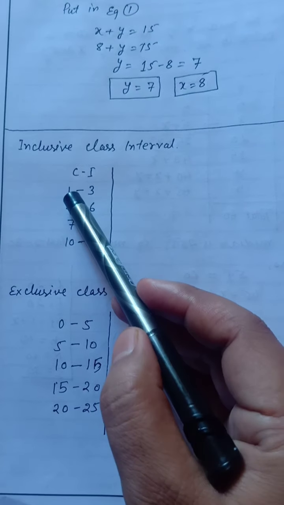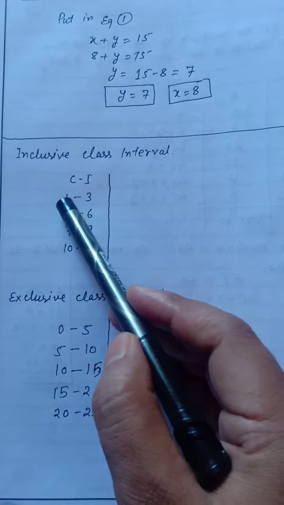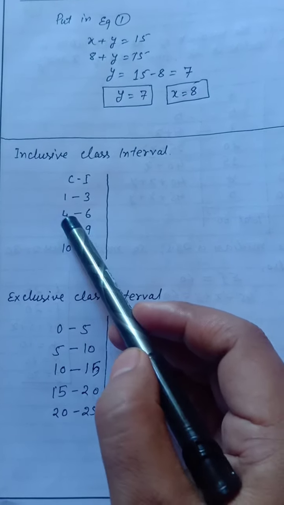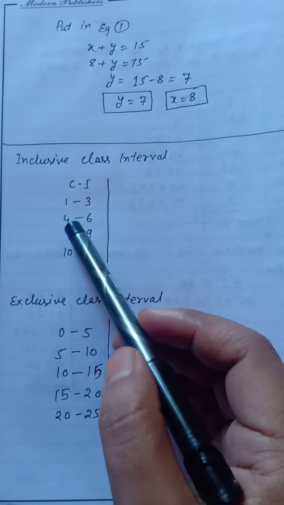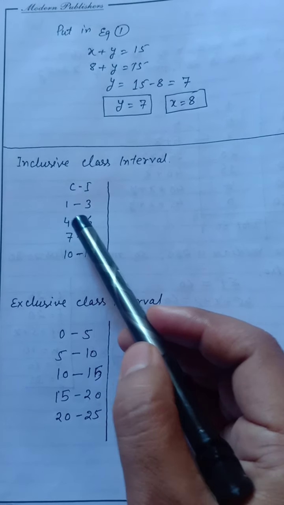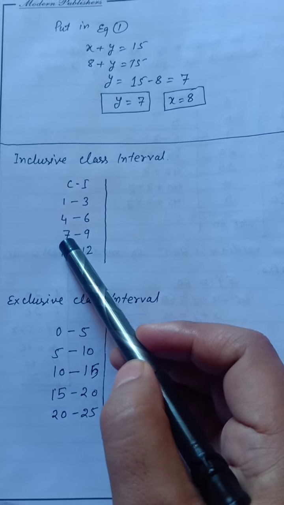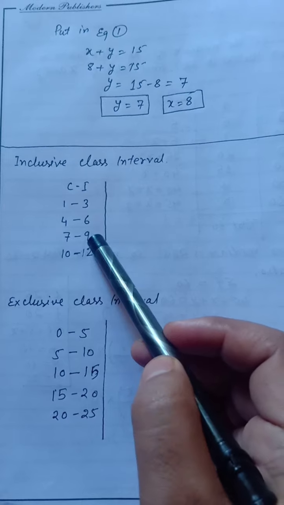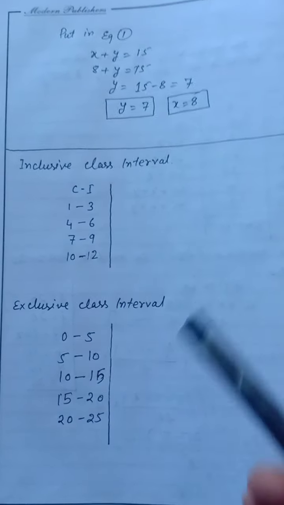As you can see, here we have 1 to 3, the upper limit is also included in this interval. 4 to 6, the upper limit is also included in this interval. The values in this interval lie from 4 to 6. 4, 5, 6 will be included here. Now here 7 to 9, 7, 8, 9 and 10, 11, 12 here.